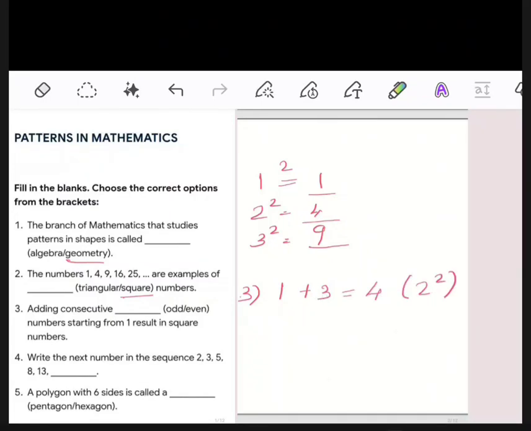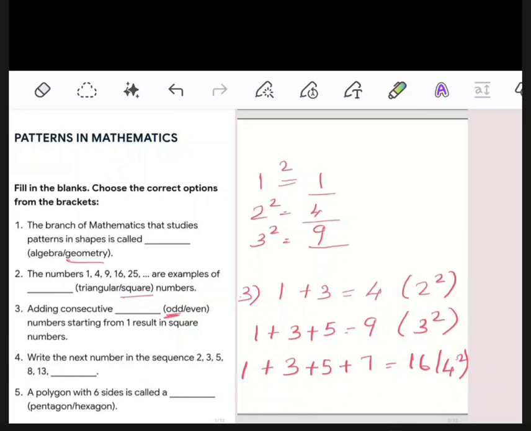2 square is 4. The next odd number, 1 plus 3 plus 5, that is 9. 9 is a square number. 3 square is 9. So similarly, if we add 1 plus 3 plus 5, next odd number is 7, we get 16. 16 is a square number. 4 square is 16. So adding consecutive odd numbers, not even numbers, odd numbers, we get square numbers.